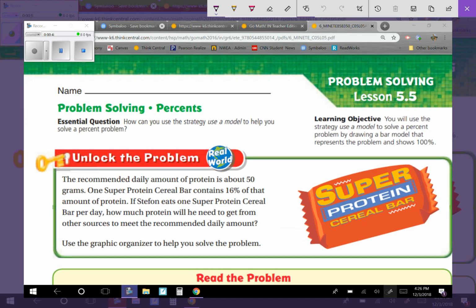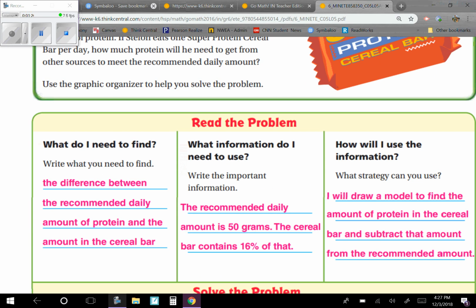Well, real quick, I'm going to pull out the important information. The recommended daily amount of protein is 50 grams. The cereal bar contains 16% of the amount of protein suggested. He eats one per day. How much protein will he need to get from other sources to meet the daily recommended amount? Okay, so we're trying to find not how much he gets, but how much he still needs. So we're trying to find a difference.